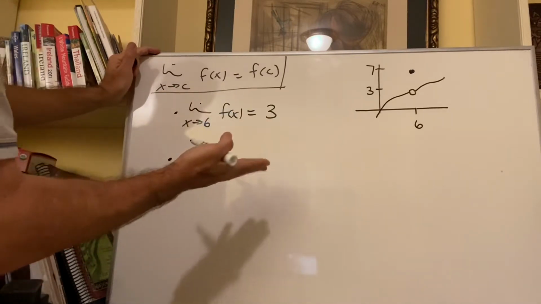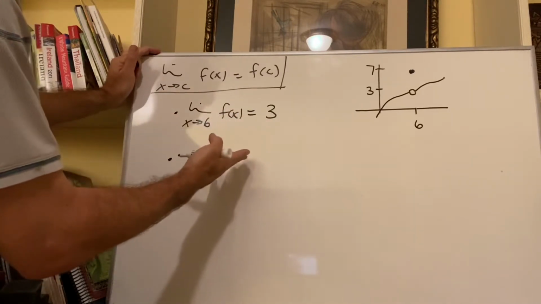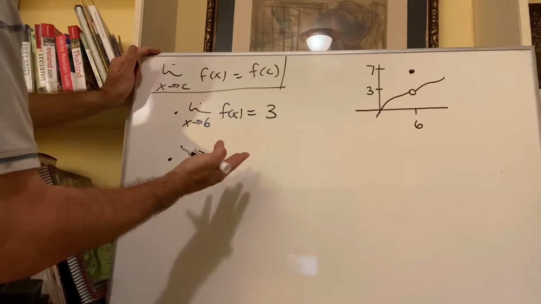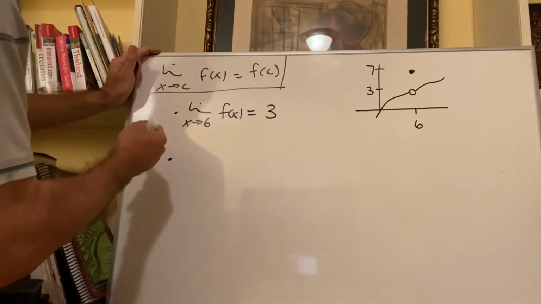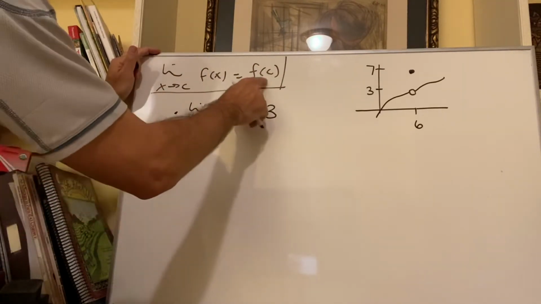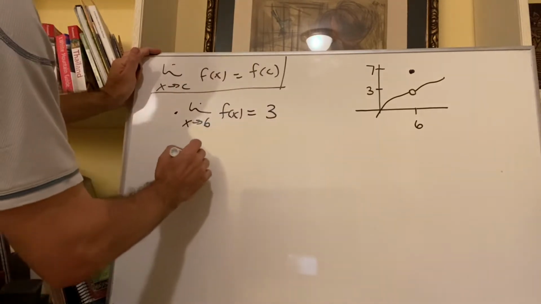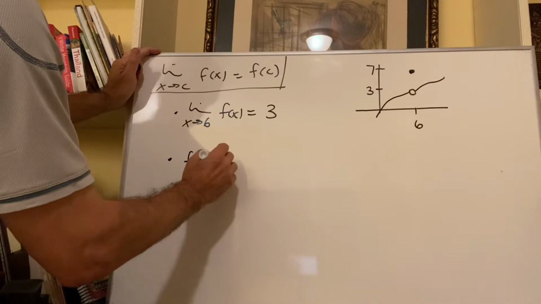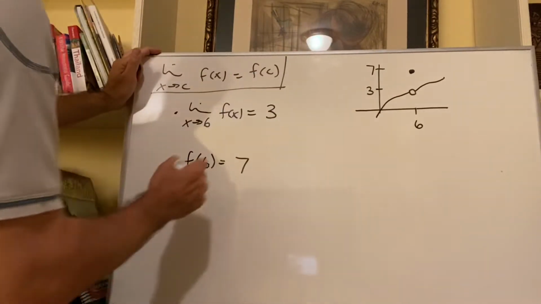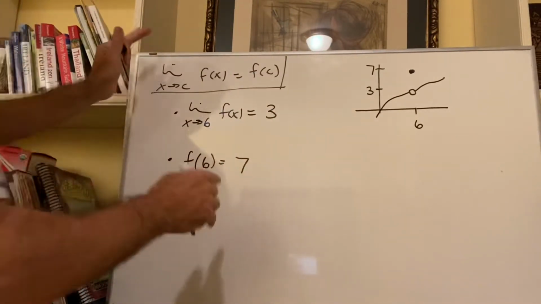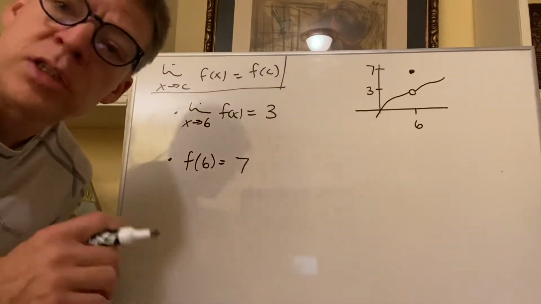Now, you're not done. If you just said, oh, therefore the function is discontinuous, you have not used the definition of continuity at all. You've not examined this to see if it equals or doesn't equal f of c. We've got to look at that. So let's do it. f of 6 is 7. Aha. Are these equal to each other? They are not.